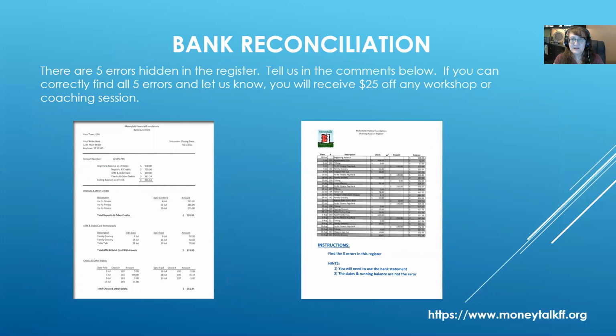Now here's a game that I do with the kids when we're working on managing their bank account in high school and college. So we have our bank statement here, and here's a modified version of the checkbook register where I have hidden 5 errors. So I want you to tell me in the comments below, or you can send me a private message, however you want to do that, and let me know what the 5 errors are. Remember, the date is not the problem, and neither is the running balance. I did that in Excel, so I know that's right.